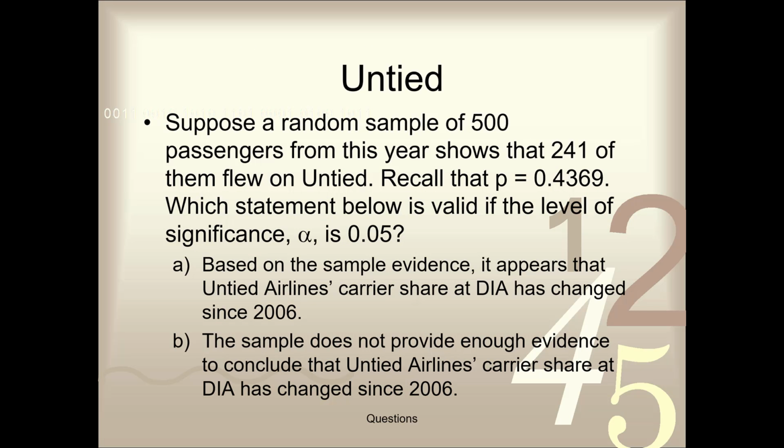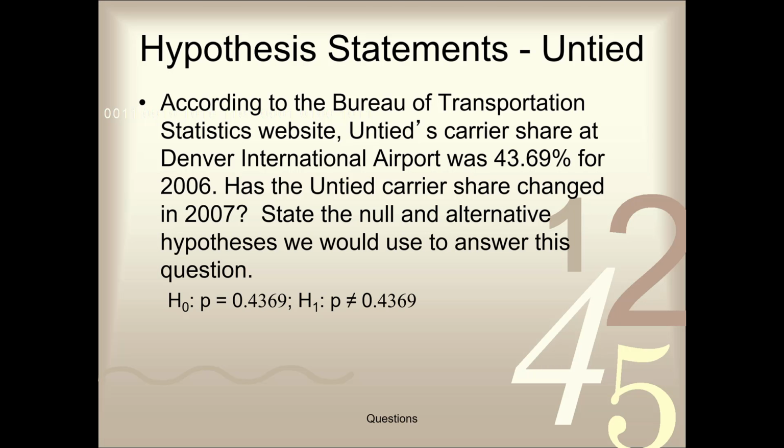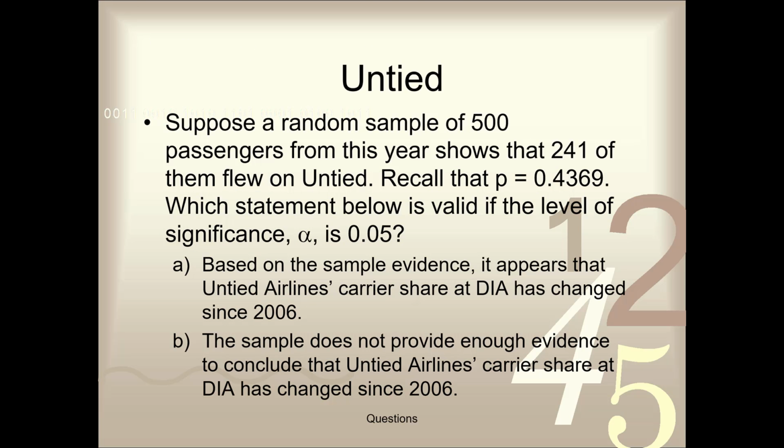Okay, let's move further with that same problem. Suppose we get a sample of 500 passengers, and that shows that 241 of them flew on United. Recall that the proportion before is 0.4369. So basically, I'm wanting to prove that 241 out of 500 is not equal to 0.4369. Okay? So basically, I have 241 out of 500, my sample proportion. I'm trying to disprove the hypothesized proportion of 0.4369. I have a level of significance of 0.05, and it's a not equal to problem.